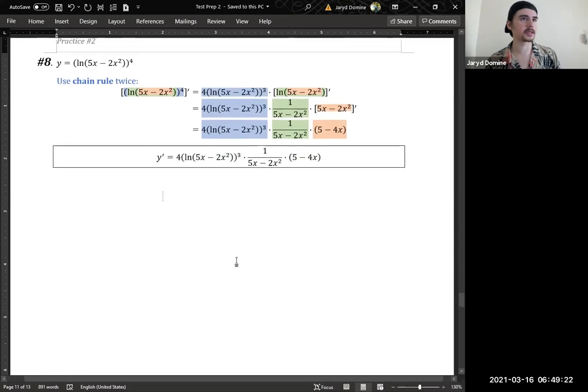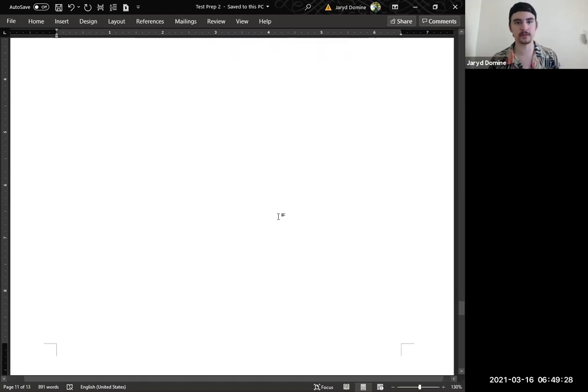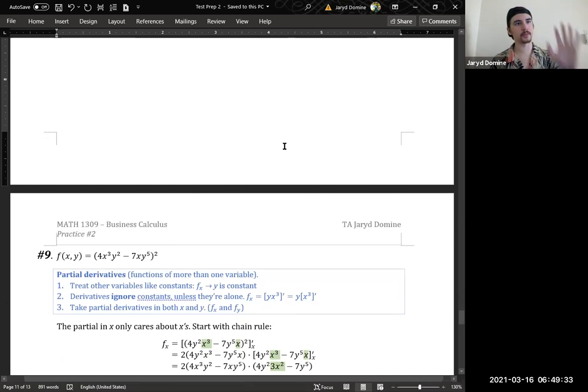Okay, I'm going to go on to 9 and 10. So this is the last arc of the test, which is with partial derivatives. And these have a very simple rule behind them. You just need to understand it.